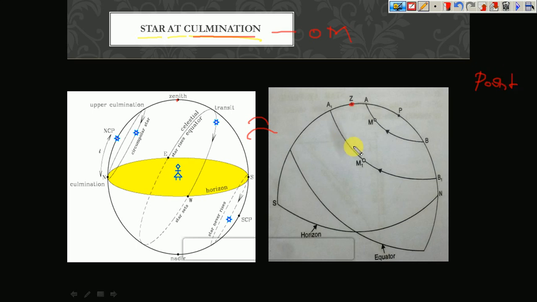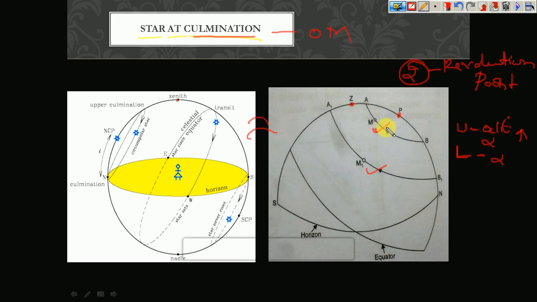So here they are telling that each star crosses the meridian twice in its revolution around the pole. During the revolution of the star, it crosses the meridian twice, that is two times in its revolution. So there are two culminations, one is upper and the other one is lower. Upper and lower. It is called upper culmination when the altitude, that is height, that is alpha, is more. It is called lower culmination when the altitude is less when compared to the above one.